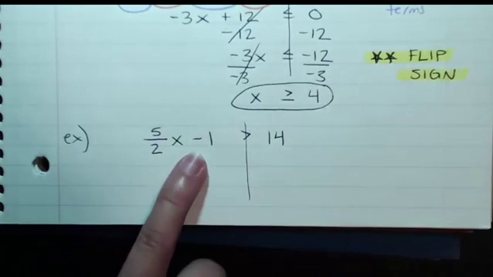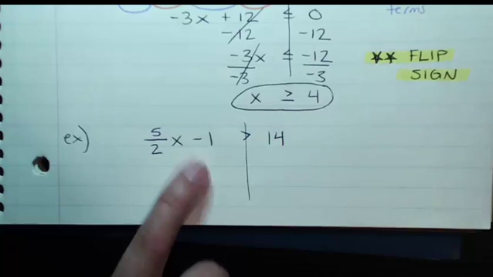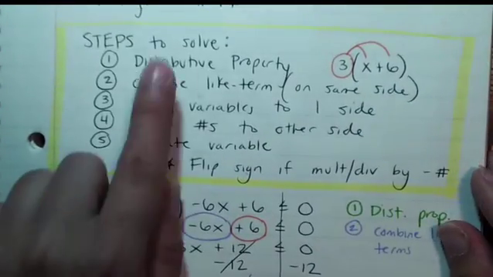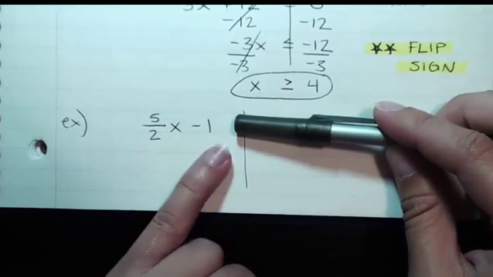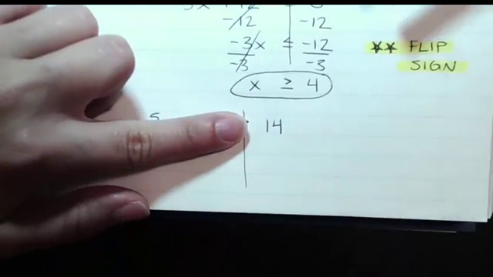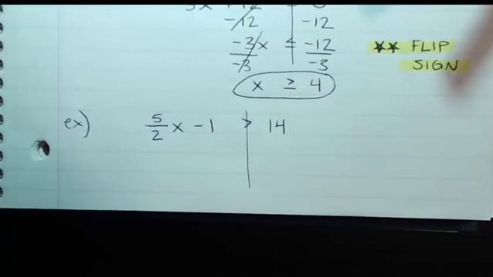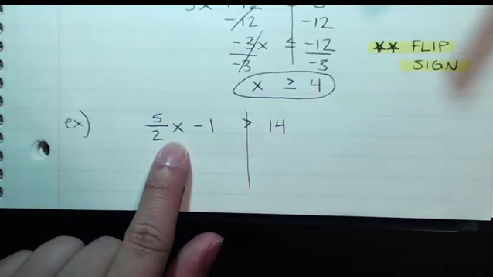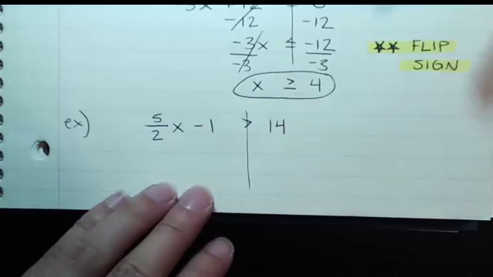So, any distributive property here? No distributive property. Step 2, I'm looking up here, step 2 that we wrote down, combine like terms on the same side. Can I combine anything on the left side? This is an x, this is just a number, so no. Can I combine anything on the right side? No. So step 3, move the variables to one side. Are all my variables on one side? Yes. So moving on to step 4, move the numbers to the other side.